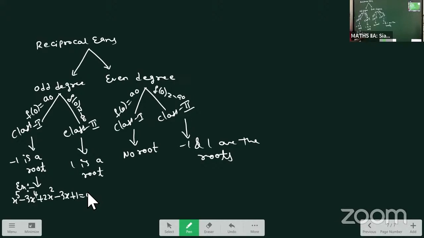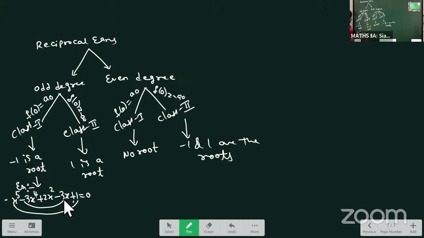How to identify it is reciprocal equation or not? Coefficient of x power 5 and constant, same, right? Coefficient of x power 5 is 1 and constant also 1. This is plus 1, that is also plus 1. Next highest power is minus 3 and coefficient of x is minus 3. Along with the sign, the value is same. So that is why we call it is class 1 reciprocal equation, right?